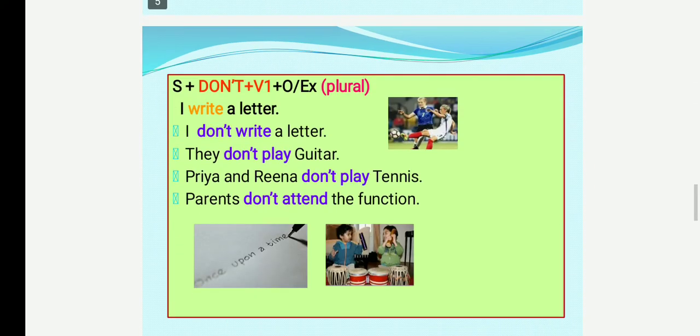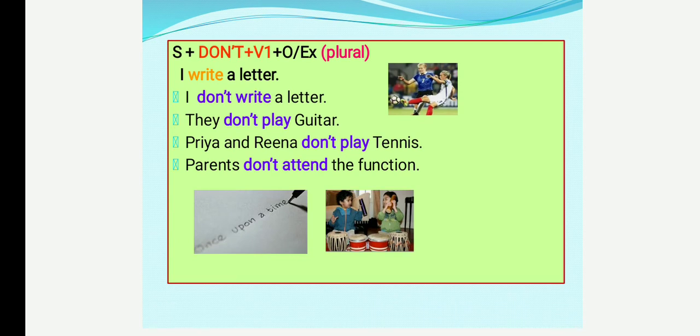Next, let us learn about the sentence structure for a plural subject. Let us see the structure. If we have a plural subject: subject plus do plus not. The contracted form of do not is don't. So the plural subject is followed by the negative word don't or do not. After the negative word, the main verb should take its V1 form, followed by the object or extension of the sentence.